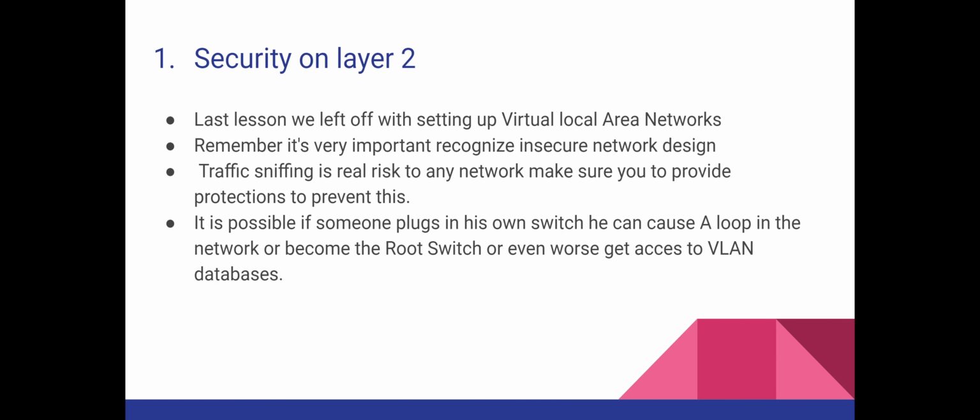It's also important to recognize insecure network designs. So if you see a network and think, oh, that's insecure, you know how to fix it. That's very important to know. It may also be possible for someone to create a loop in your network, breaking your whole network infrastructure with one cable that's being plugged in twice. Or even worse, get access to your VLAN database, which they can use to map your network.